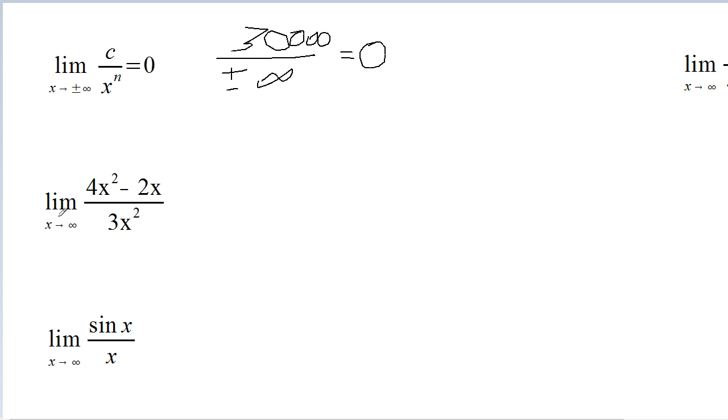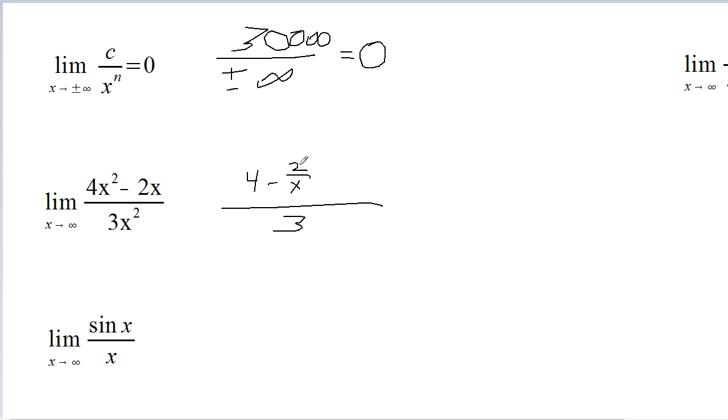So now we have the limit as x approaches infinity, but now we have x's on both sides. Well, what we can do here is divide both the numerator and the denominator by the biggest degree of x. In this case, x squared. So now I'm dividing both by x squared, so that just becomes 4 minus 2 divided by x, all of that divided by 3, because 3x squared divided by x squared is just 3.